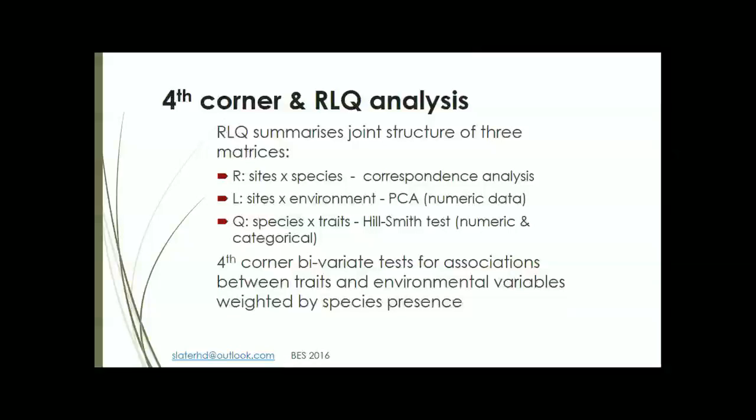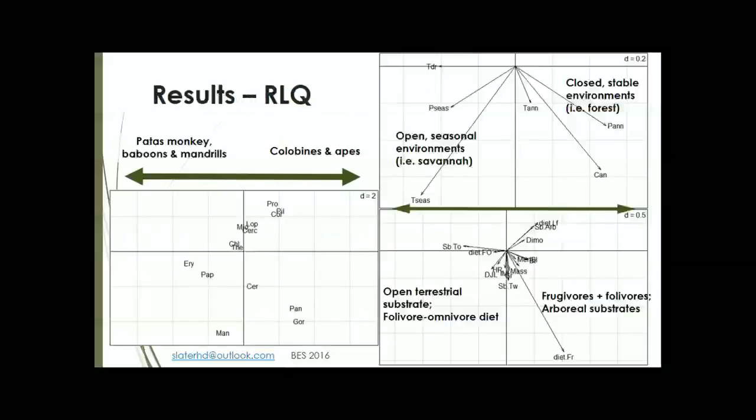And then the Q matrix is species by traits. So this was a Hill-Smith test. And then the fourth corner basically uses bivariate tests to test for relationships between the environmental traits and the biological traits which occur at each study site. And finally, these were combined. So we used fourth corner. We tested for correlations between the axes that were produced in the RLQ analysis and the different biological traits and environmental variables. And these are the results, firstly, of the RLQ analysis.